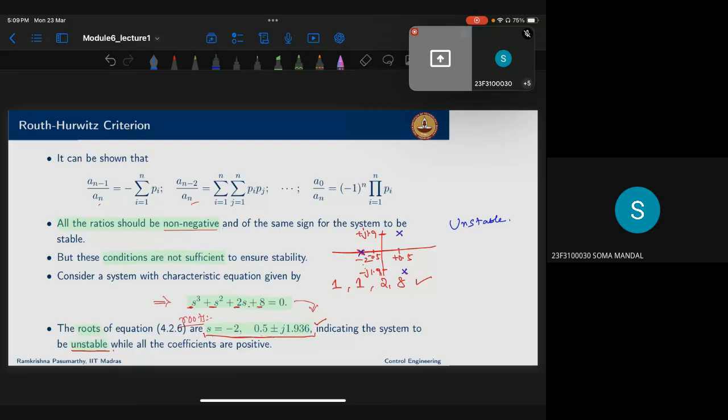But here, having all these coefficients non-negative means that it is not the sufficient condition. It is a necessary condition. Even if all these coefficients are positive here, there is a possibility that the system would become unstable. But if any of these coefficients are negative, the system becomes automatically unstable. The necessary condition is they must be non-negative. I hope this is clear.